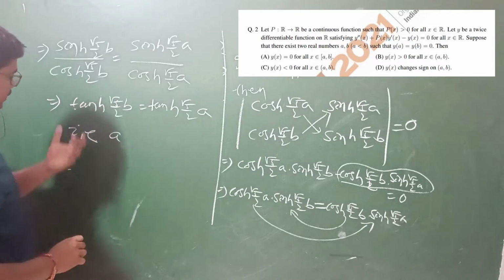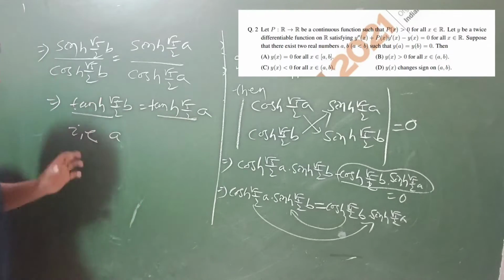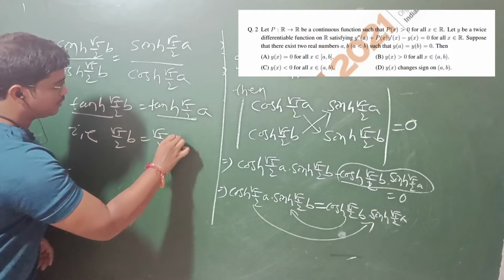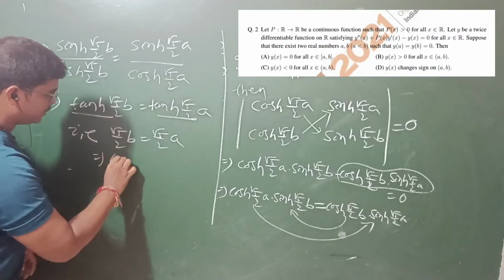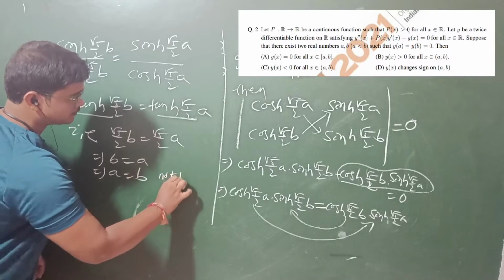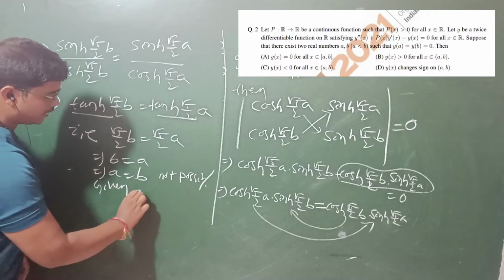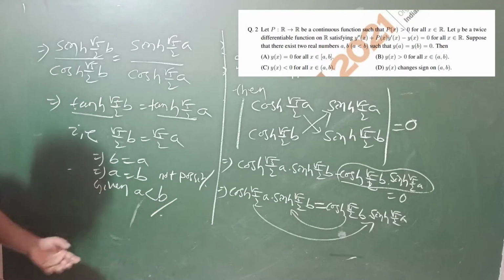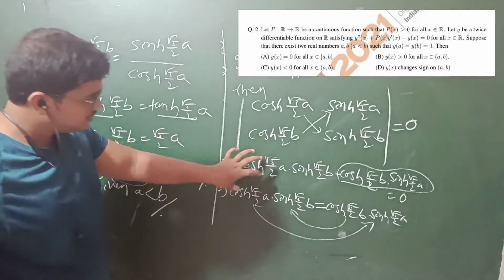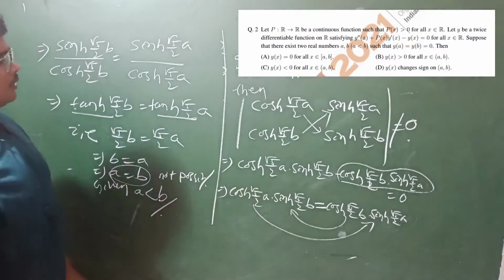That is, this tanh is an increasing function. So if the function values are equal, that means √5/2 b equals √5/2 a. This implies a equals b, which is not possible, because given that a is less than b, there can't be a equal to b. So the function values are not equal, so its determinant is not equal to 0.